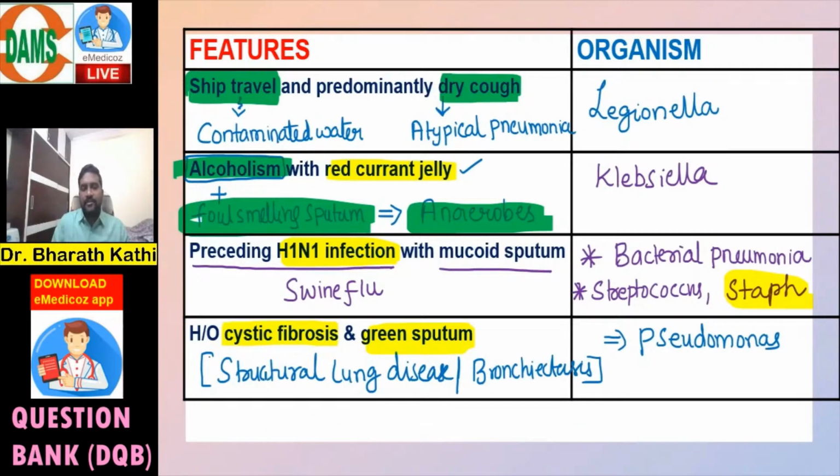Then H1N1 infection with mucoid sputum: mostly the patient must have developed bacterial pneumonia. Common ones are Streptococcus and Staph. Out of these, which causes mortality? Usually Staph has a tendency to cause mortality because of its severe presentation. Then history of structural lung disease such as cystic fibrosis, and the patient presenting with green sputum, it is Pseudomonas.